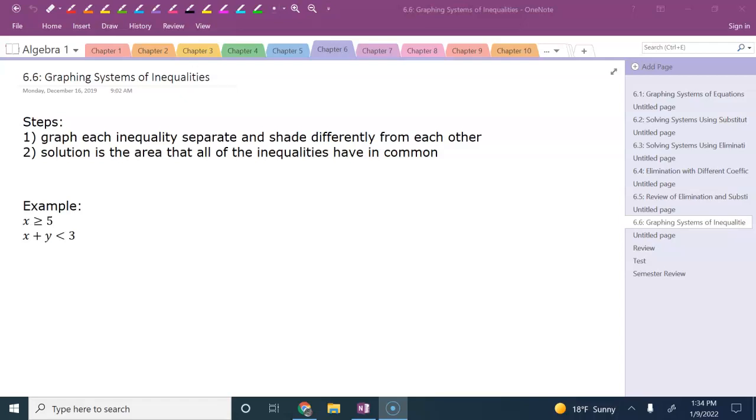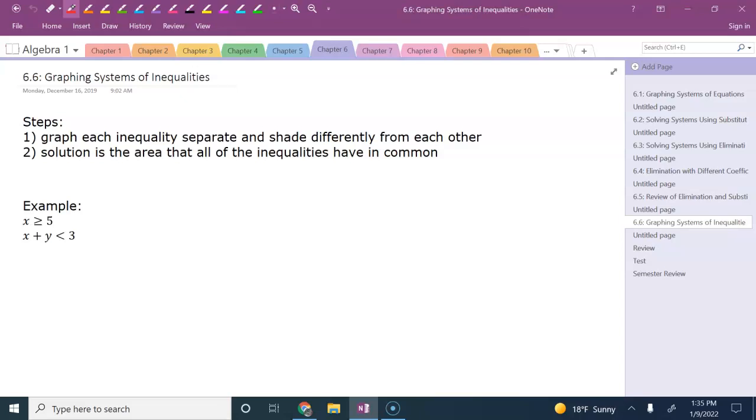So our steps that we're going to follow are to graph each inequality separately and to shade differently from each other. And then the solution is going to be the area where everything overlaps, and it's going to be what they have in common. Now, when you guys are doing this on your own, you may want to use different colors to do your different shading, or just make sure that you can understand that you're looking for where they're going to overlap. So you don't want to shade too darkly in one area, because then you might not be able to see the shading in a different area as well.